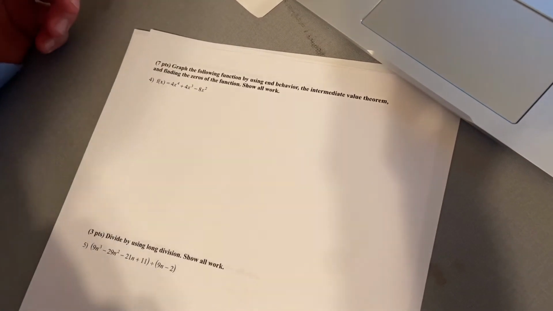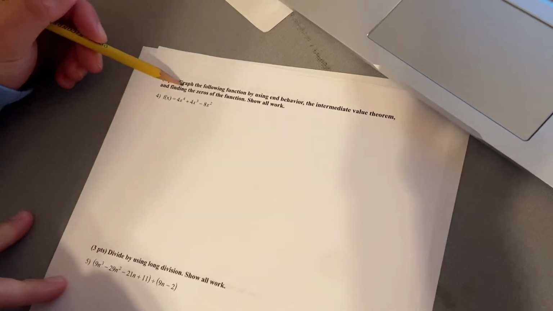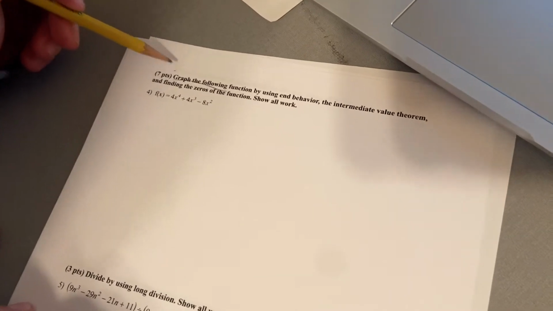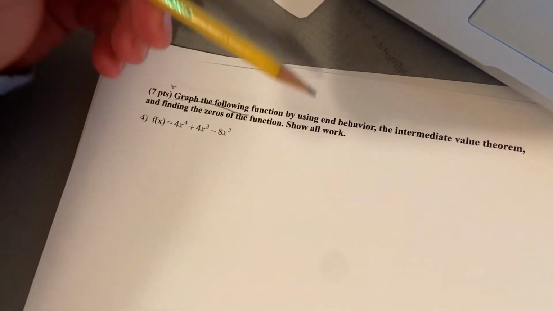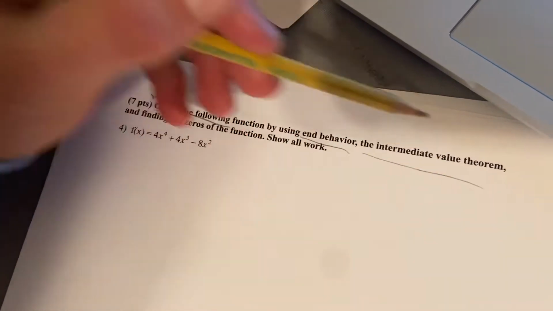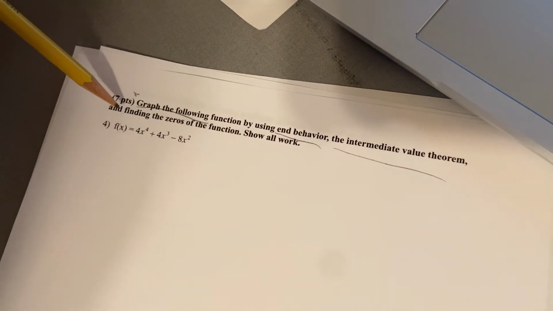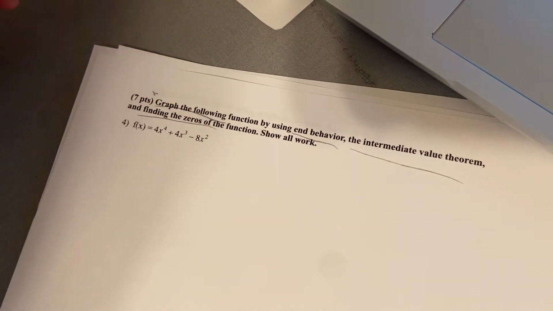Alright, this is number 4. So we're going to be graphing it. And then we got to use end behavior, the intermediate value theorem, and we got to find the zeros.